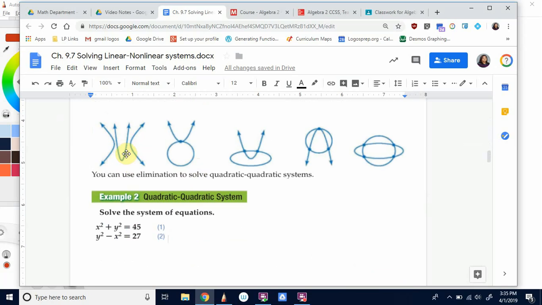In this case, I have a parabola and a hyperbola, and I got 0 solutions. I have a circle and a parabola, I got 1 solution. I got an ellipse and a parabola, I got 2. I have a circle and a parabola, and I got 3. I've got an ellipse and a circle, and I got 4.